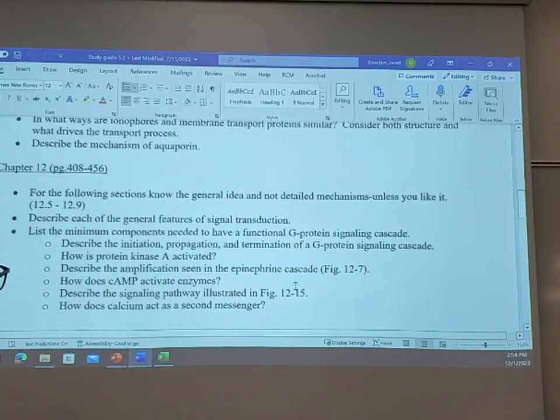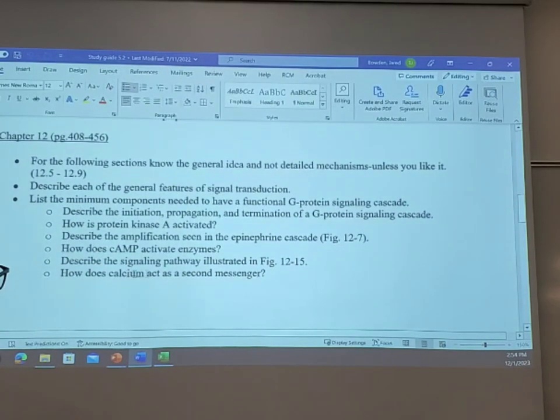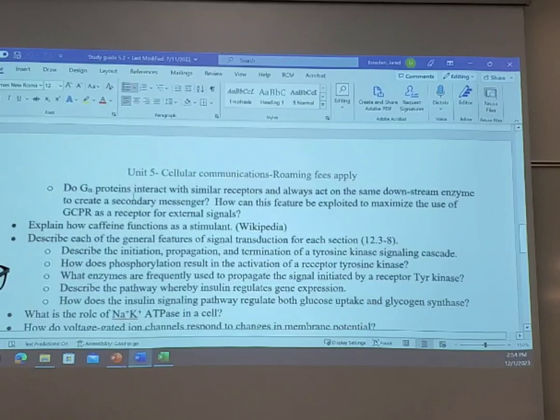Describe the signaling pathway illustrated under this, which is really what we've already got. And then calcium is a secondary messenger. This is an interesting question. How do alpha proteins interact with similar receptors and always act on the same downstream enzyme to create a secondary messenger?